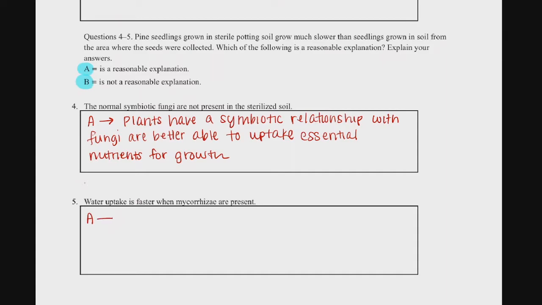This is actually A, because recently researchers have found that certain fungi do increase both water and nutrient uptake. So because of this, and because we know this plant is lacking that symbiotic relationship, we could assume that the water and nutrient uptake is slower, and that is a reasonable explanation for the slowed growth of these seedlings.